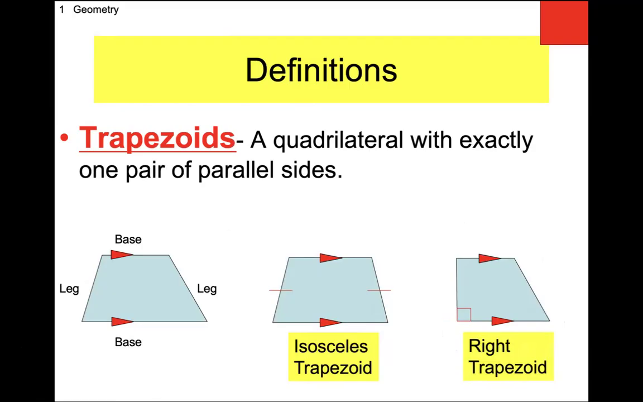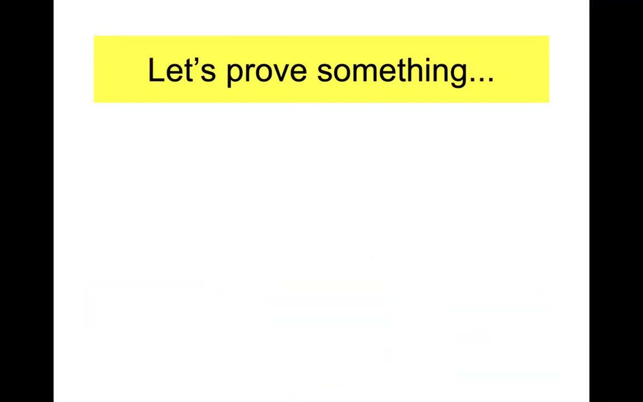So the first one on the left, that's just called a trapezoid. The one in the middle is isosceles. The one on the right is called a right trapezoid. Make sure that's in your book of truth. All right, let's prove something. It's very hard to prove something other than the formula for area. We'll have a whole chapter on area.